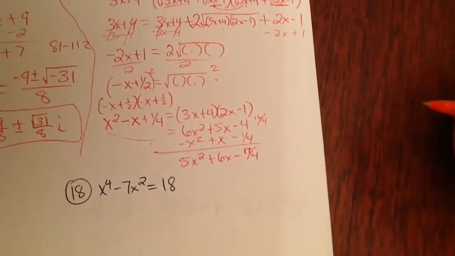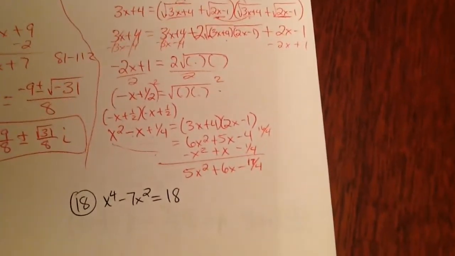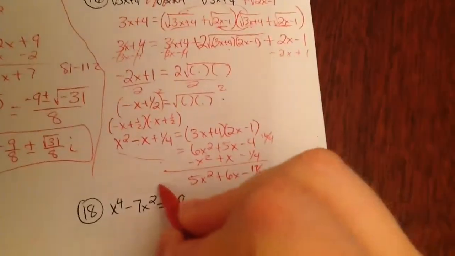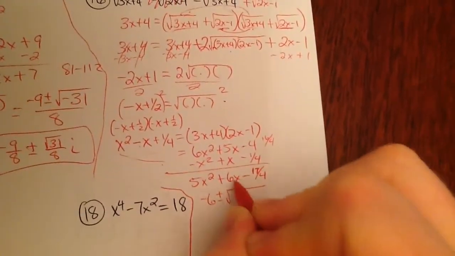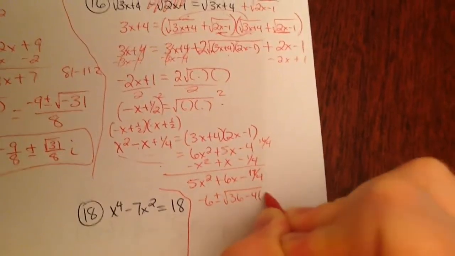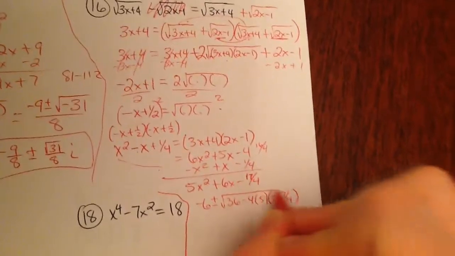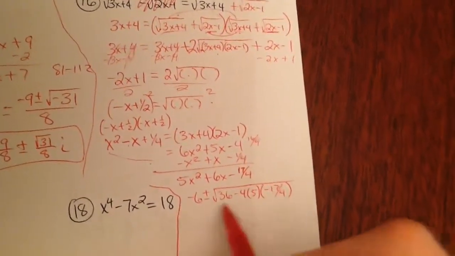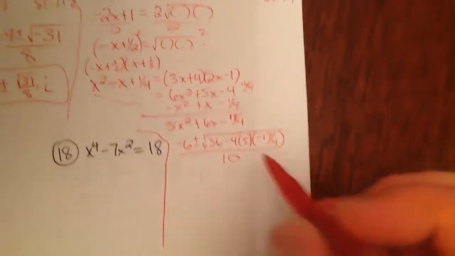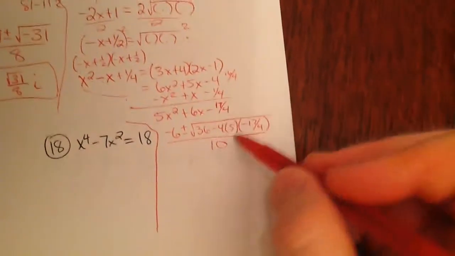I don't think that's going to be factorable. There's no way, so might as well just go straight to the quadratic formula. Negative b plus or minus the square root of b squared minus 4 times 5 times negative 17/4. Ooh, that's nice. Hey, you know what? That might be factorable actually, because that works out nice under there. All over 10.